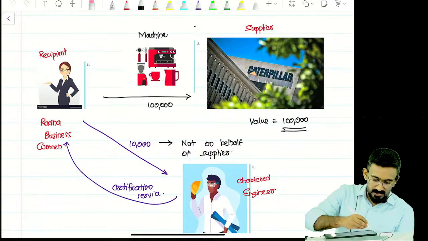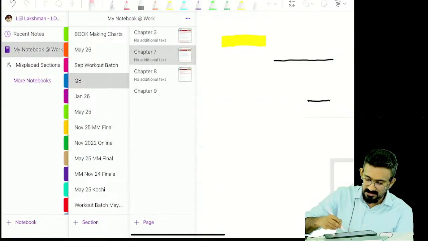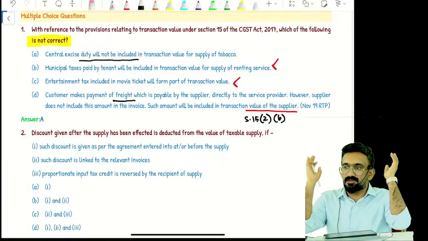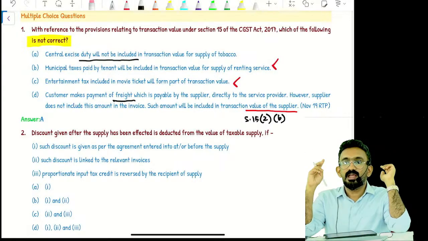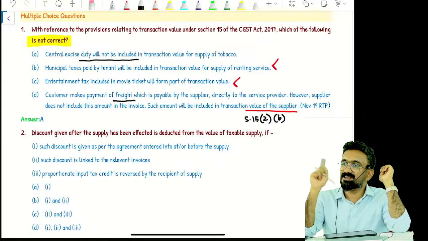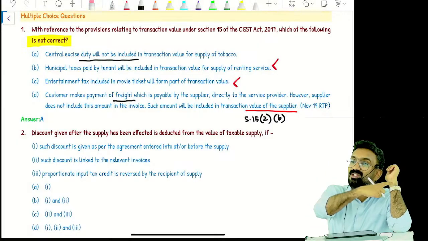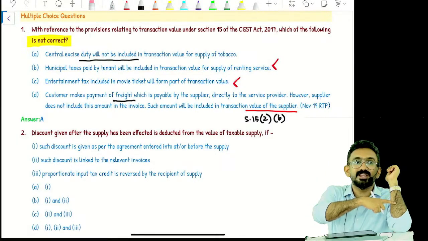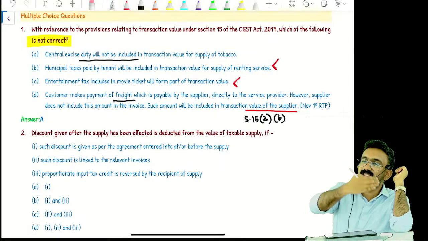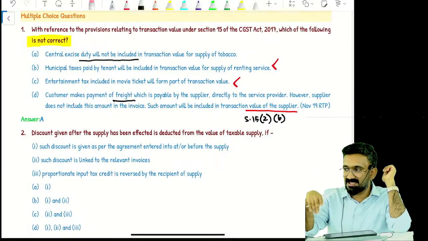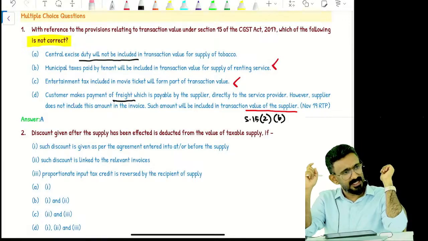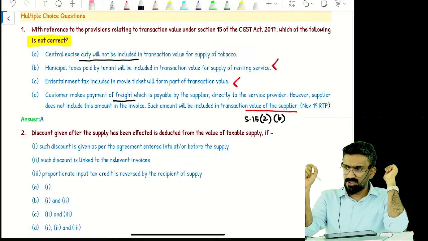Suppose I am the one sending you goods. I am selling you goods, and I told you I will deliver the goods to your location. We will arrange transport. After arranging transportation, I told you to pay the money to the transporter directly. So the transporter will give the bill to whom? In that case, what will be the value of supply? Should I add this also into my transaction value? Yes. Under which section? Section 15, subsection 2 clause.